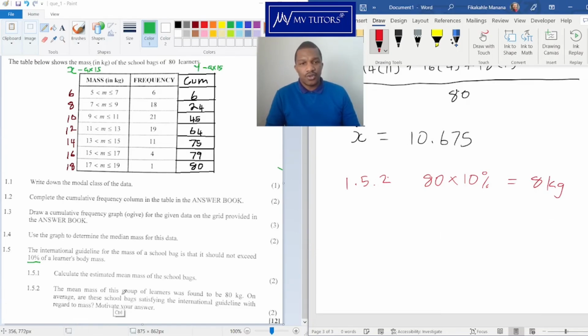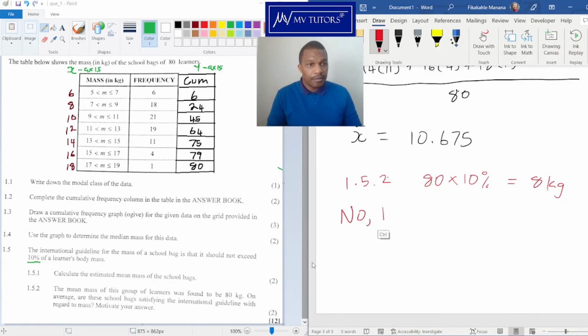That means this group here must have a bag that weighs 8 kg. But if you look at the actual weight of the bags, it's 10.675, which means it's exceeding 8 kg. Therefore, our answer will be no. It does not satisfy the international guideline.